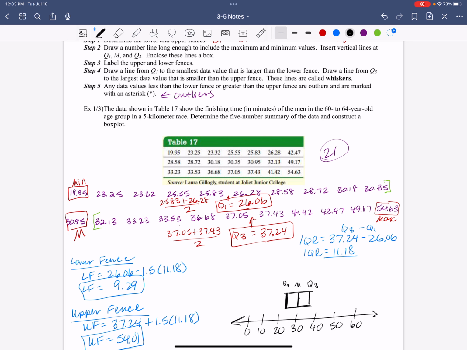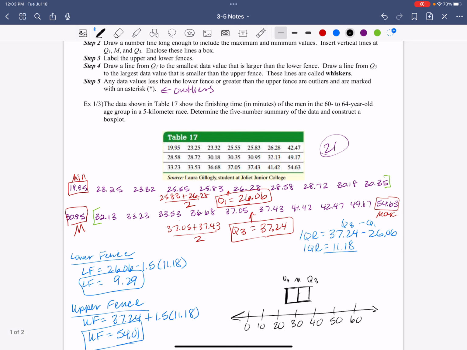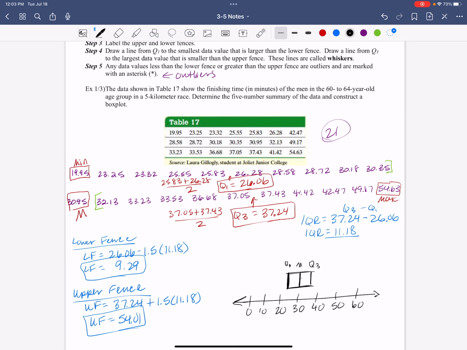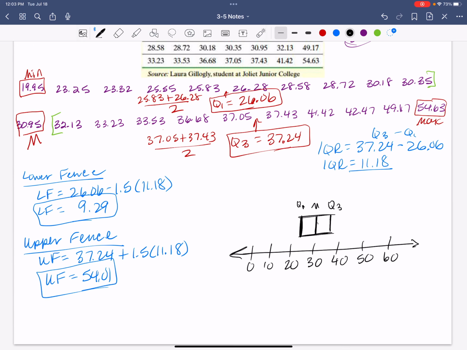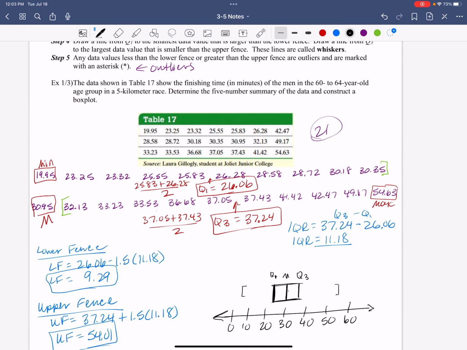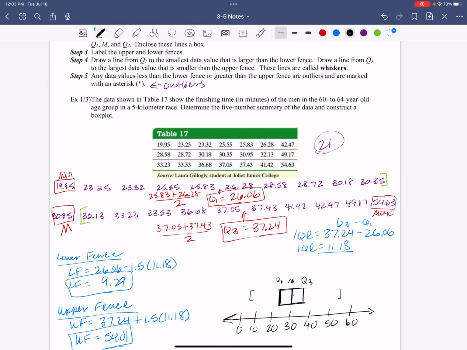All right, then the next step says label the fences. Well, we know my fence is down here at 9.29, and we use those with a bracket. I was trying to see everything at once, but doggone, that's small, isn't it? So 9.29, I'll put a little fence right there. And then what's my upper? 5401. So it's about halfway. The fences just help me with that guide.